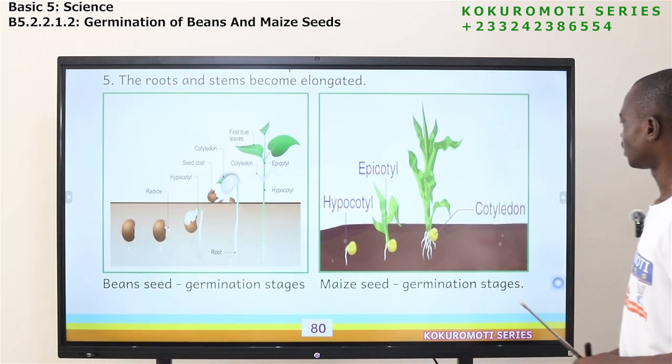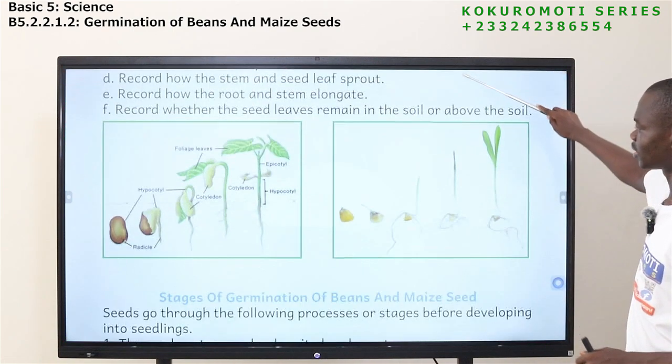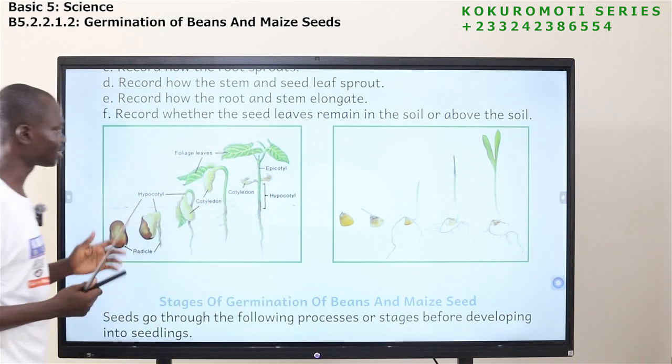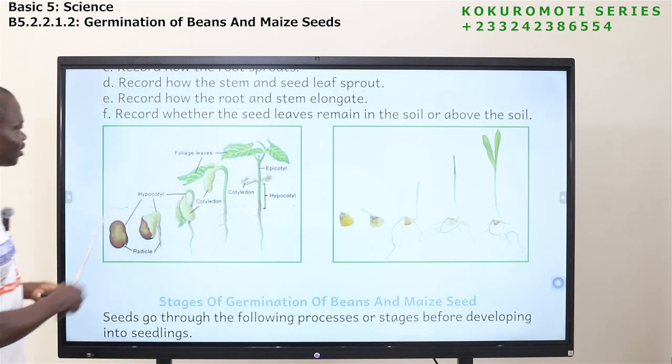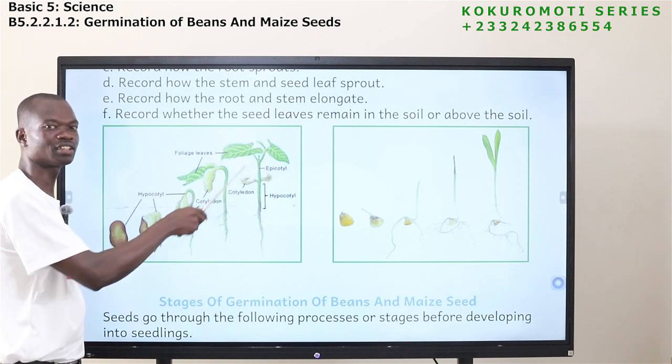Here, it is not showing clearly. Let me go back and see. Yes, a typical example is here. So the seed leaf, look at it. We have two here. That is, two means di.